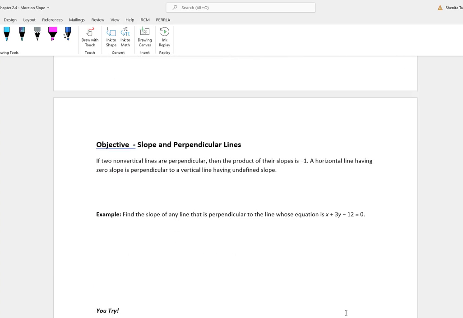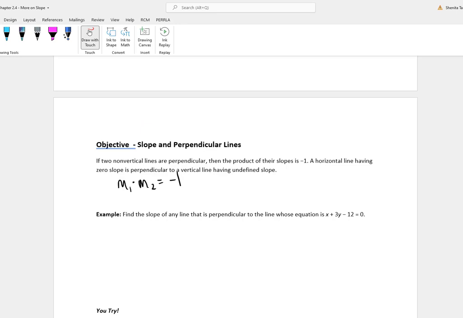Alright, now we're going to talk about the slope and perpendicular lines. If two non-vertical lines are perpendicular, then the product of their slopes is negative 1. A horizontal line having a 0 slope is perpendicular to a vertical line having an undefined slope. So basically, if you multiply one slope with the other slope and you get negative 1, then your lines are perpendicular.